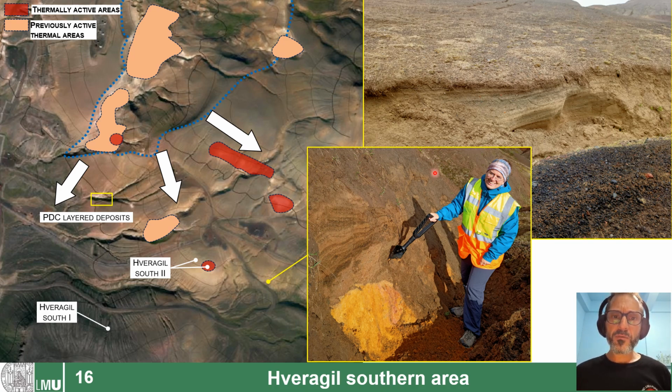Our investigation focuses on two specific locations named Kveragil South 1 and 2. The first location is an area apparently without the presence of any thermal feature, while the second is situated in an area that has been altered by ongoing thermal activity and is located close to other thermal features.